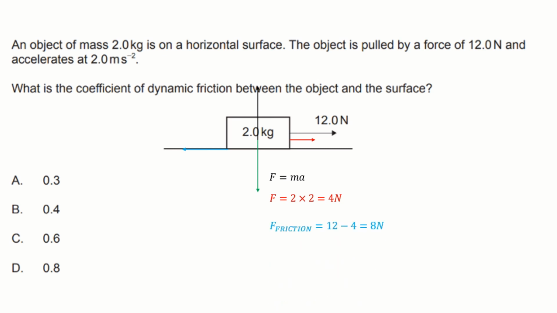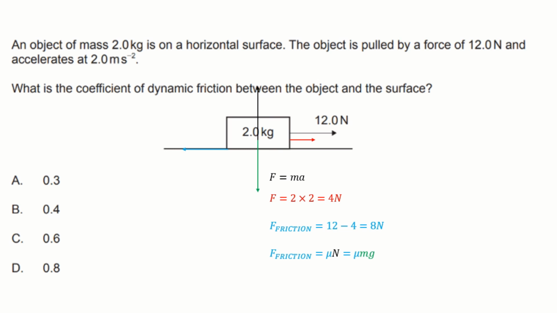Well, we can see that if the applied force is 12 and the resultant force is 4, there must be a force of 8 newtons acting in the opposite direction to the motion, and that's the friction force. We also know that friction is given by mu, the coefficient of dynamic friction in this case, times N, the normal force. And because the motion is balanced in the y direction, the normal force must be equal to mg, the weight of the object.